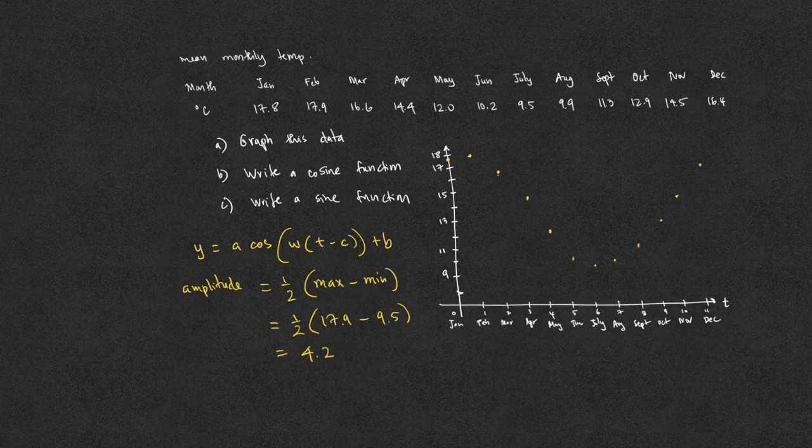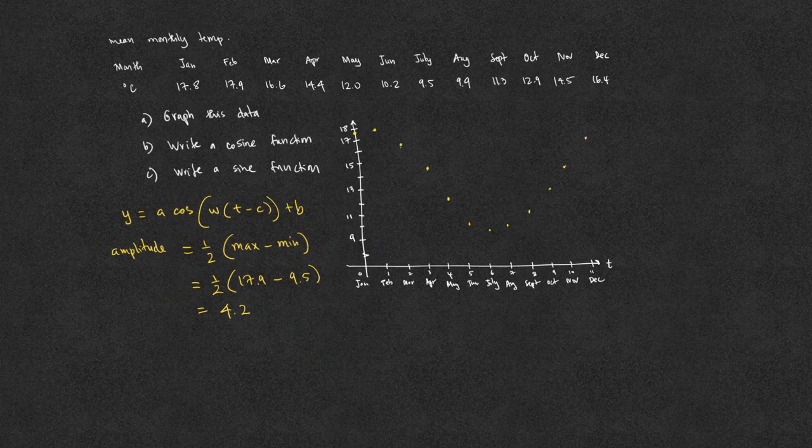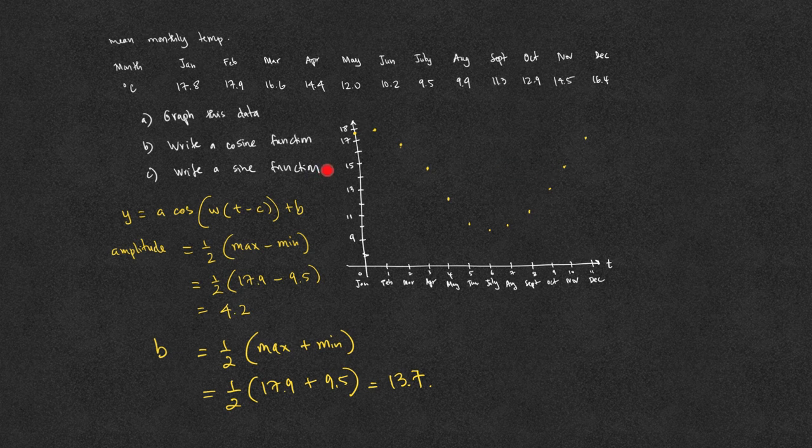The midline B is the average of the minimum and the maximum because it is the number right between the minimum and maximum. And so B is a half of the max plus the min this time, which is 1/2 of 17.9 plus 9.5, or 13.7. And so don't estimate the midline, compute it. It is the average of the max and the min. And so we found the parameters A and B. We still need to find omega and C.